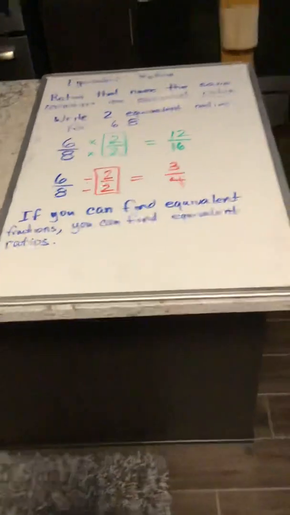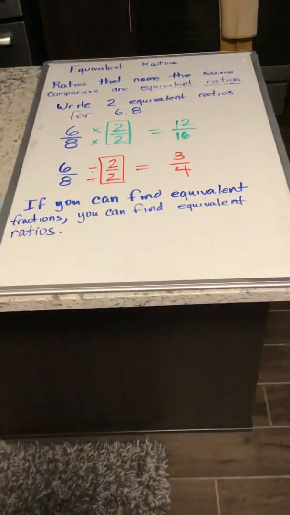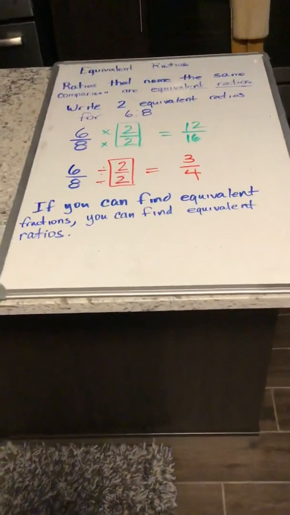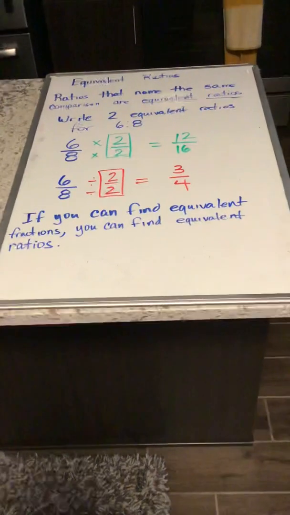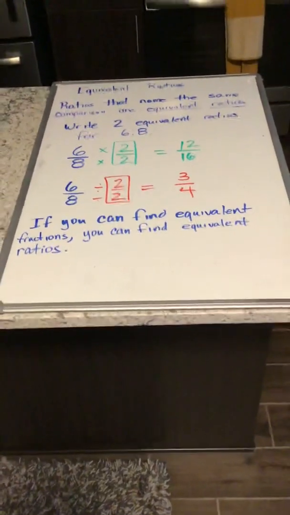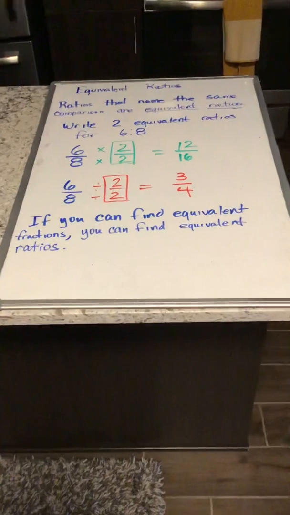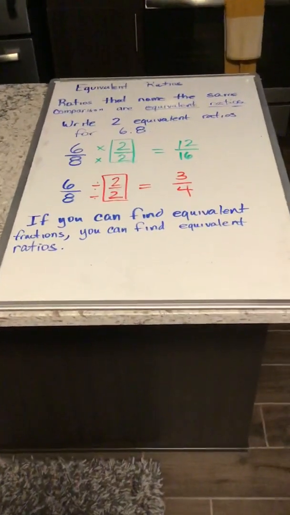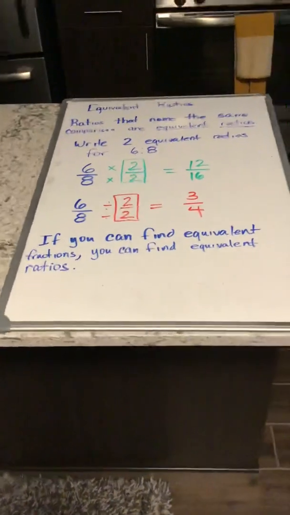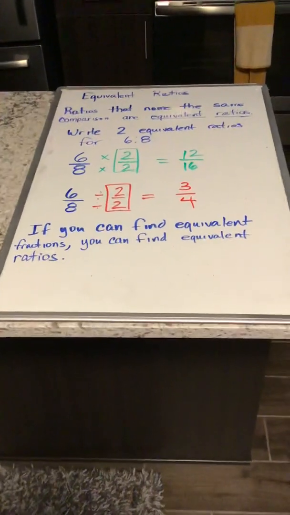I put a little snippet on the bottom to make life easier for everybody. If you can find equivalent fractions, you can find equivalent ratios. And that's basically the easiest way for me to say it. If you know your equivalent fractions, your equivalent ratios will be the same thing. Other than that, that's all I have to say for this lesson.